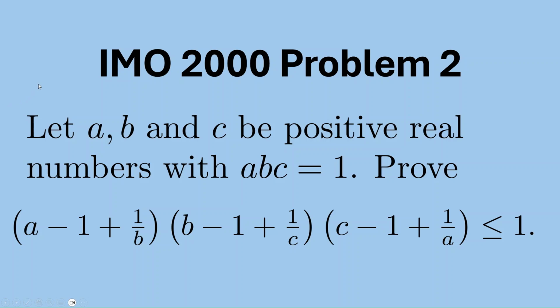Let A, B, and C be positive real numbers such that ABC equals 1. Prove that (A minus 1 plus 1 over B) times (B minus 1 plus 1 over C) times (C minus 1 plus 1 over A) is less than or equal to 1.